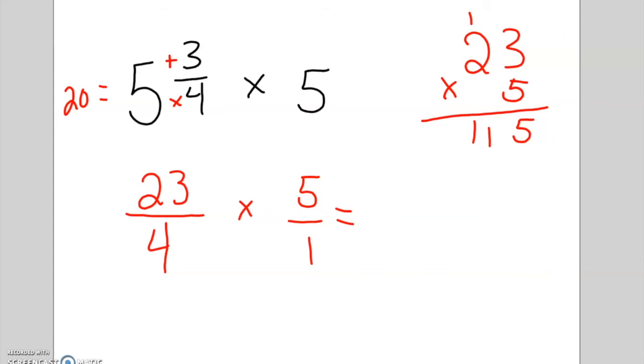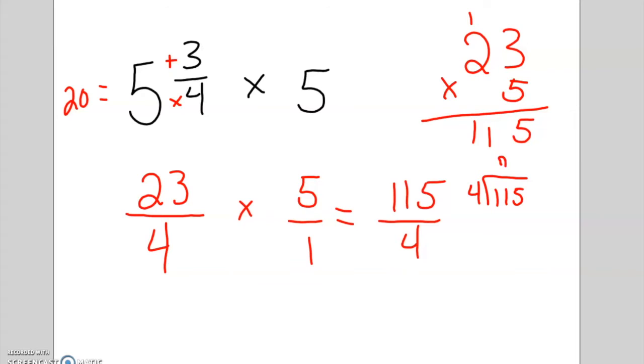So that is 23 times 5 is 115. 4 times 1 is 4. Now we can't leave it like this, just like we've been saying for a while now. So every fraction is a division problem. So 115 divided by 4.